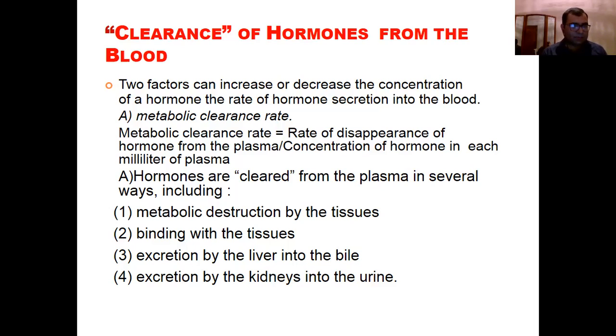Hormones are cleared from plasma in several ways, including first, metabolic destruction by the tissues, second, binding with the tissues, third, excretion by the liver into the bile, and fourth, excretion by the kidney into the urine. For certain hormones, a decreased metabolic clearance rate may cause an excessively high concentration of a hormone in the circulatory body fluid. For instance, this occurs for several of the steroid hormones when the liver is diseased, because these hormones are conjugated mainly in the liver and then cleared into the bile.